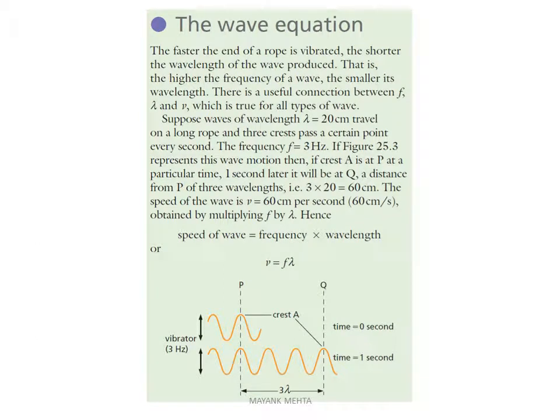Now the wave equation. The faster the end of the rope is vibrated, the shorter the wavelength will be there. That means if you are taking more time, then the wavelength will be longer; if less time, the wavelength will be shorter and the frequency will be higher.